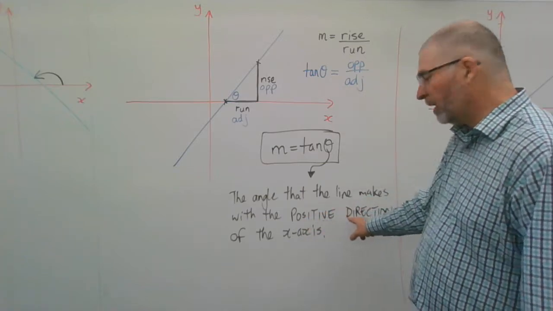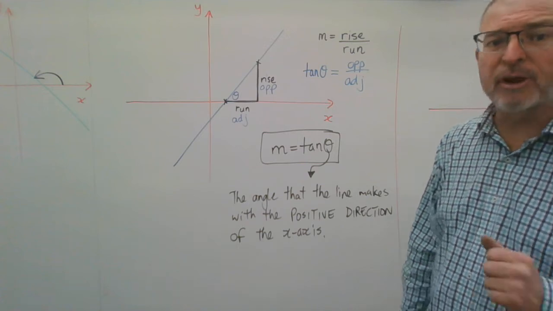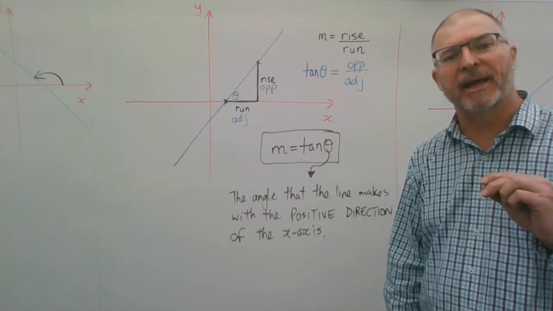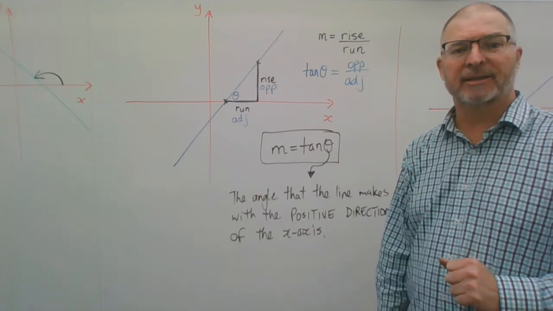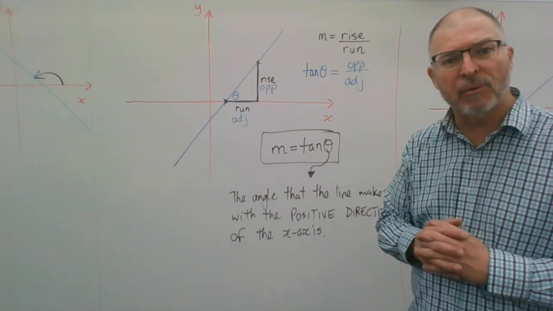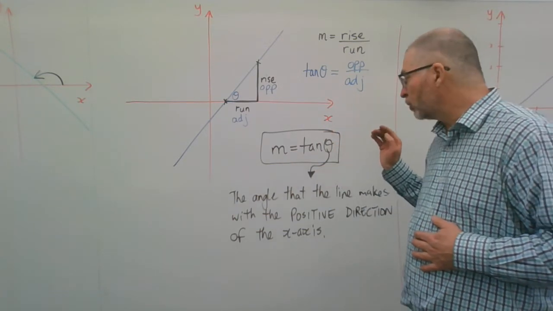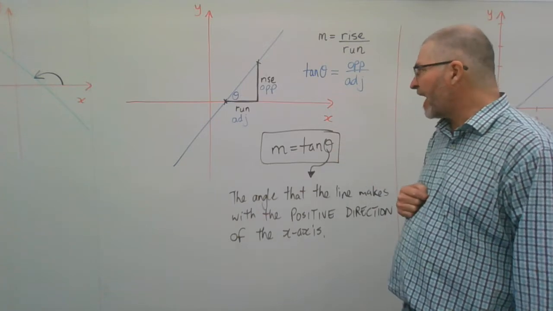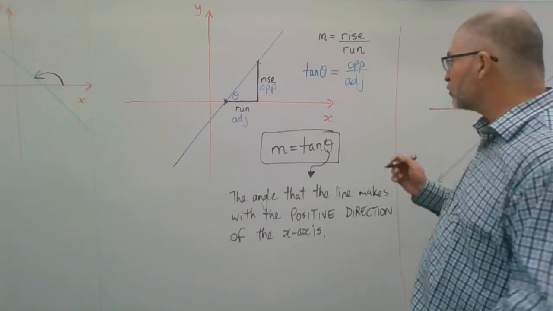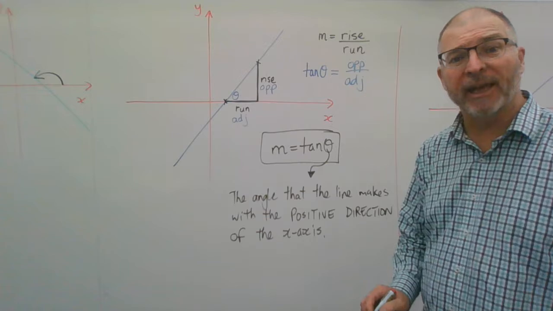I'm yelling here, capital letters, with the positive direction of the x-axis. We know there's 4 angles created when a line crosses the x-axis. We are interested in the angle that the line makes with the positive direction of the x-axis. Turns out it's the same as the rise over the run. So our formula is that the gradient is equal to tan of that angle theta there. And that angle theta has a special name. That angle theta is the angle of inclination.